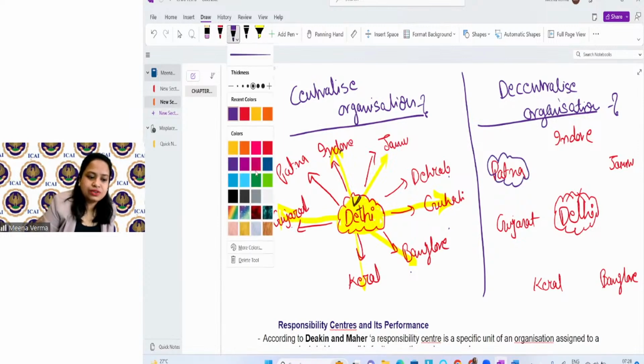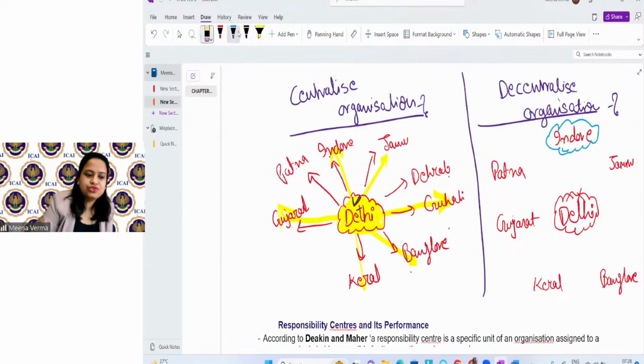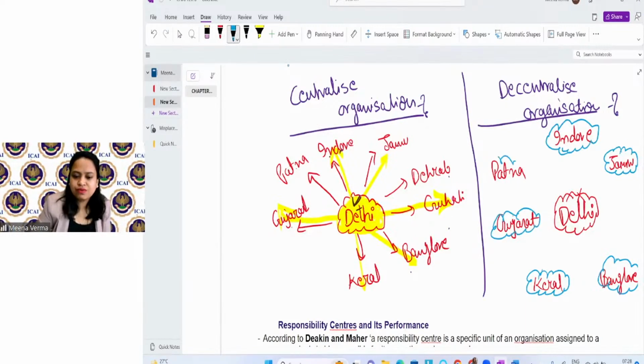We will give some power to the manager of Indore, Jammu, Bangalore, Kerala, Gujarat, and Patna. They have some responsibility and authority. Now the point is that whenever they want to buy the product, they will buy it locally, right?